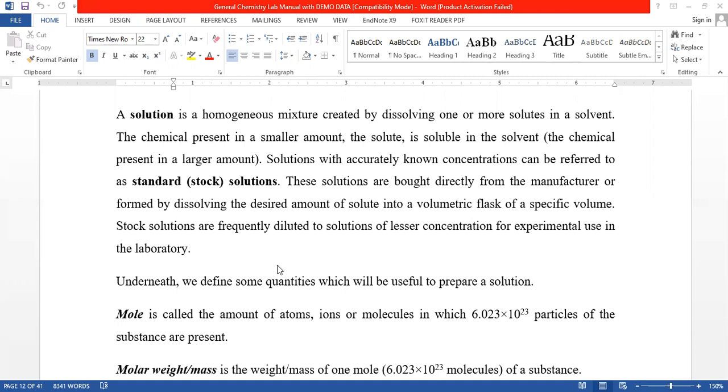If we want to decrease the concentration of the solution, we can add solvent. If we want to increase the concentration of the solution, we will add solute. Simply, addition of solvent will decrease the concentration, and addition of solute will increase the concentration.